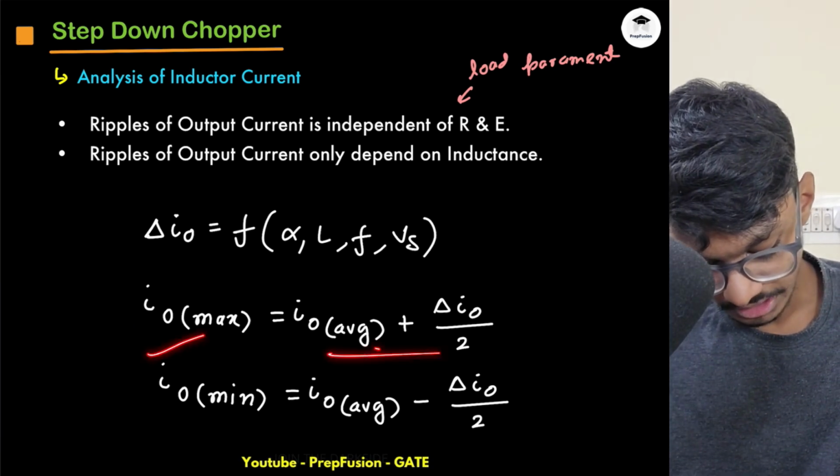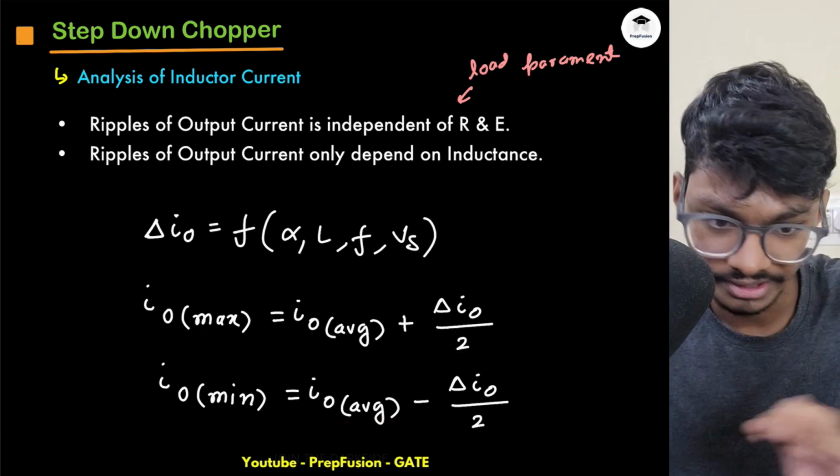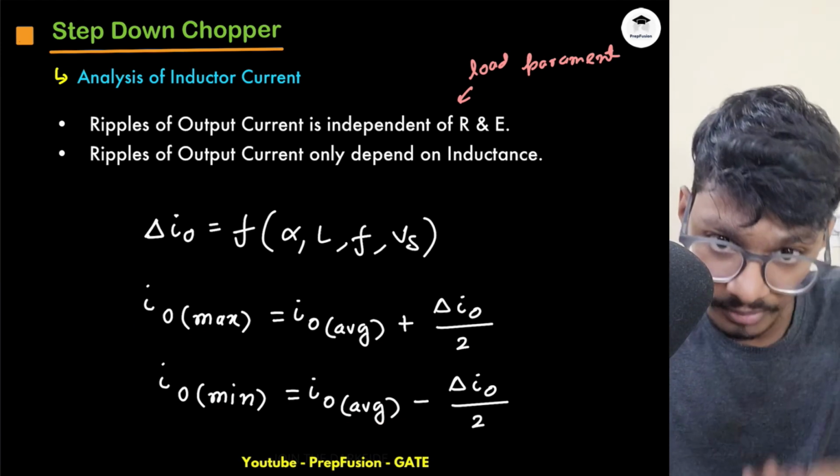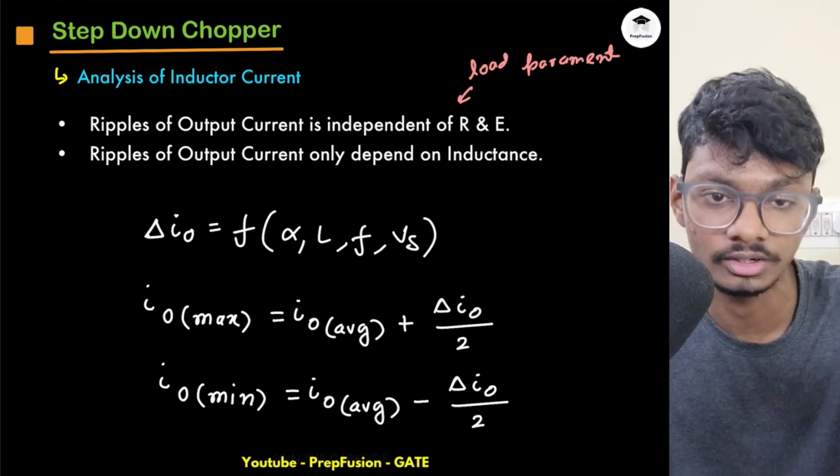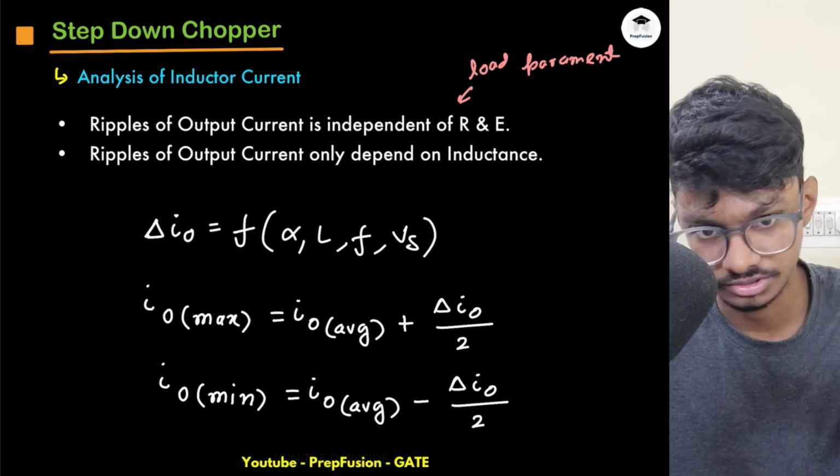So IL max will be this, IO max will be this, IO min will be this. IL and IO are interchangeable. If I ever say IL or IO in a step down chopper, they are the same thing, because the inductor current and the load current are in series. Just don't get confused by that.